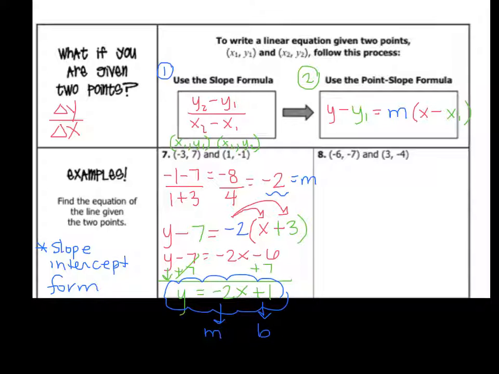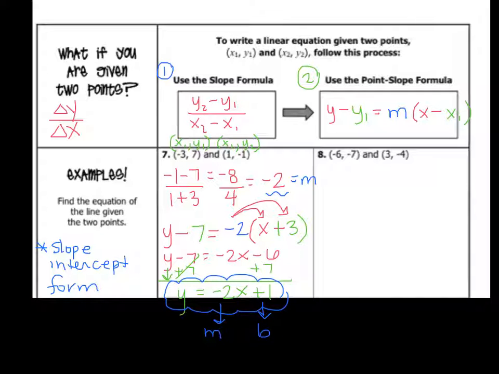Okay, that was a lot of work. Notice that my work is very organized. Step 1, find slope. Step 2, use point-slope formula. Step 3, solve for y. That's putting it in slope-intercept form.